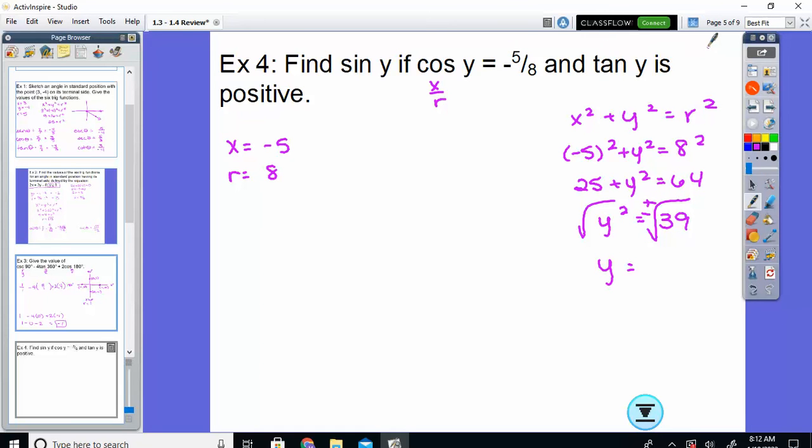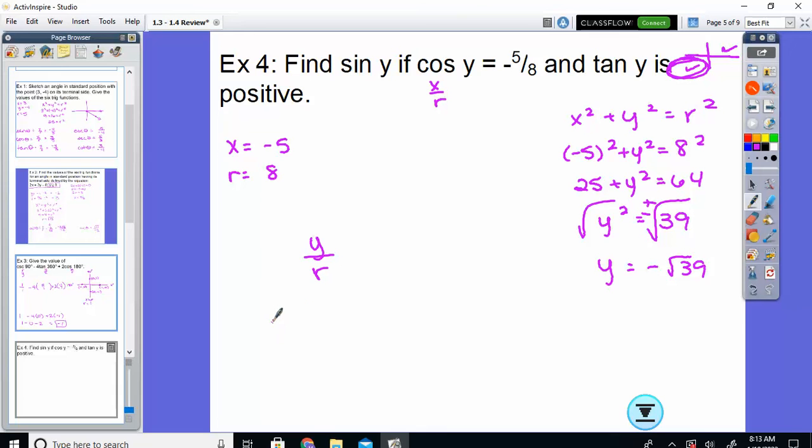Tangent is positive, but my cosine was negative. So if we think about what quadrant we're in, all students take calculus. So cosine's positive in 1 and 4. But if cosine is negative, which one are we in? Quadrant 3. If you're in the third quadrant, is your y positive or negative? So now we have our y.